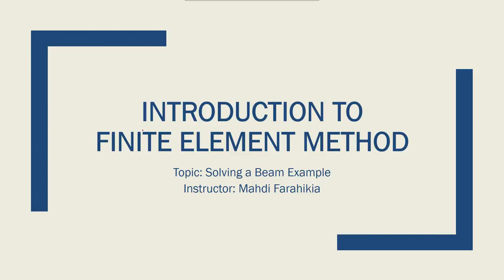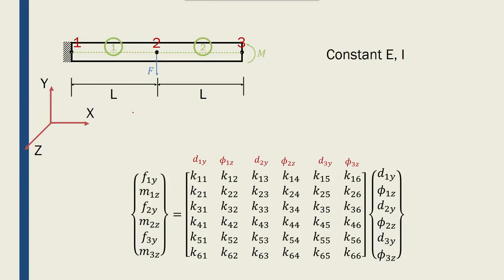Let's continue with solving the example that we were working on. So far we found this 6 by 6 global SFS matrix that we want to fill in. We have found the local SFS matrices for the two elements that we used for this example, elements 1 and element 2. And we have also considered a constant E and constant I.